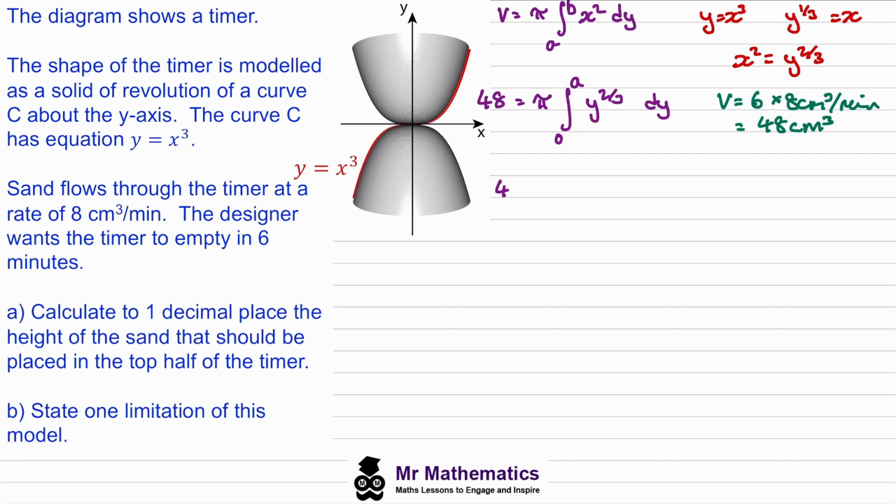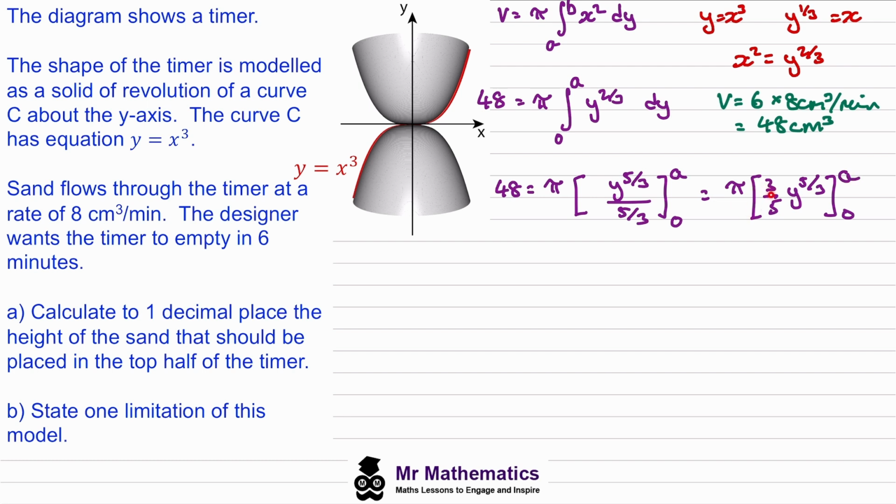So 48 will be equal to pi. We'll add 1 to this power and we get y to the 5/3. We'll divide by the new power and we'll have our limits of 0 to a. Now dividing by 5/3 is exactly the same as multiplying by 3/5. So we'll have 3/5 of y to the 5/3 between our limits 0 to a.